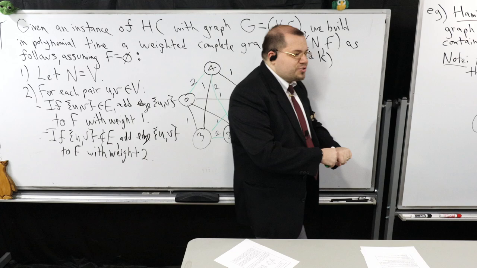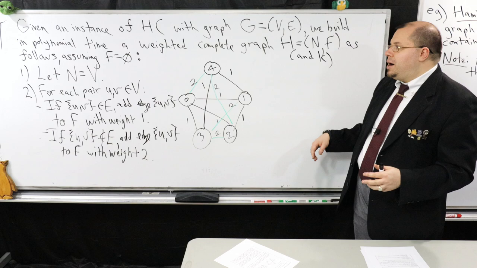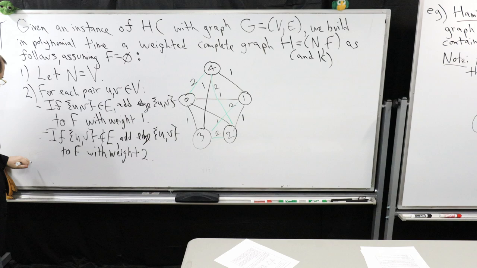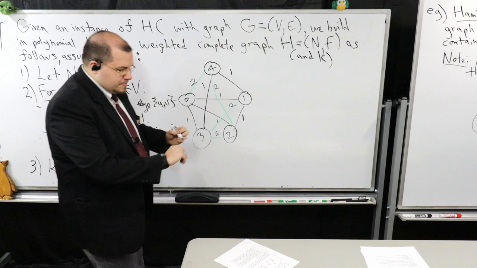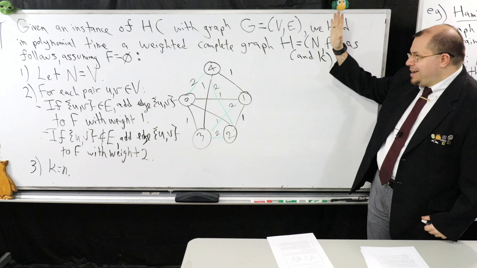Keep in mind, I must stress that you can also make that weight much larger. In fact, there exist reductions where you make it at least the sum of all the edge weights plus 1, or I think you can get away with n plus 1. Some reduction techniques take advantage of that fact. Now, I haven't told you what k should be, so I'm going to just make k equal to n. And that's all of this polynomial time reduction. This is a description of the reduction. Is everybody okay with my description of the reduction?